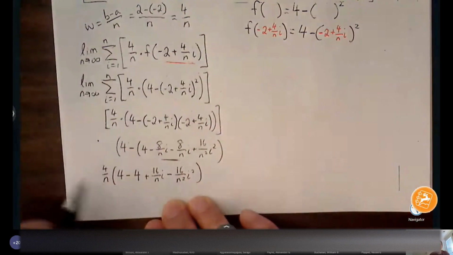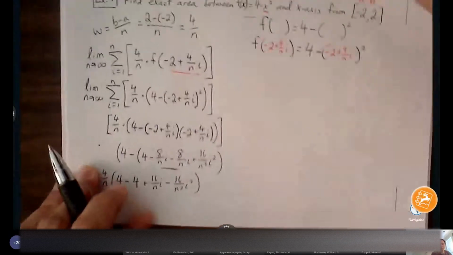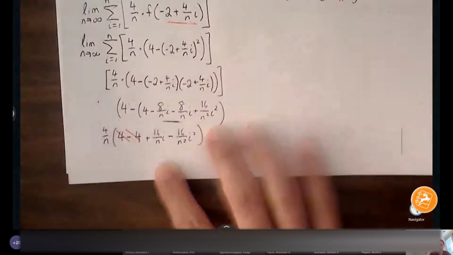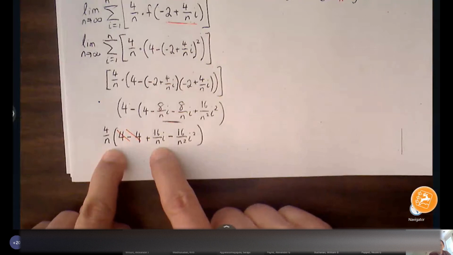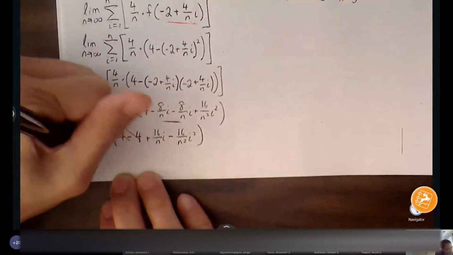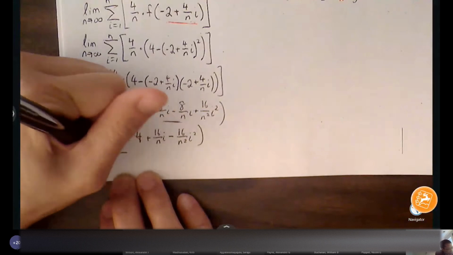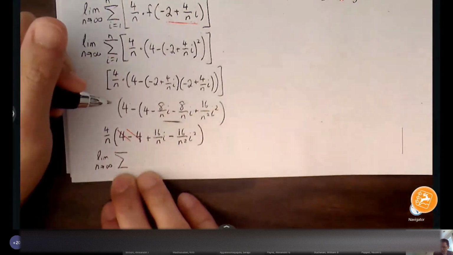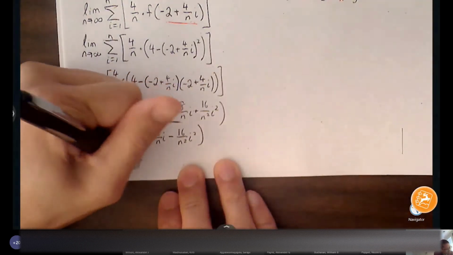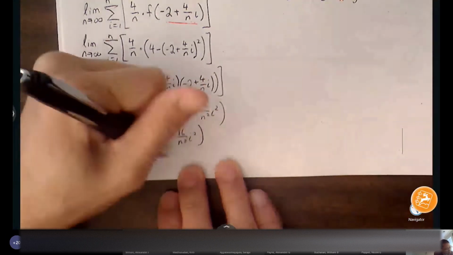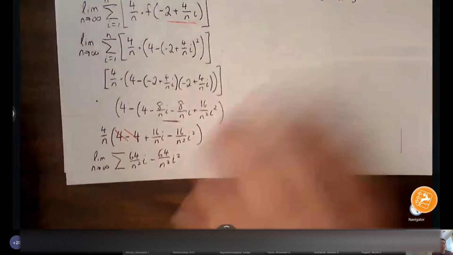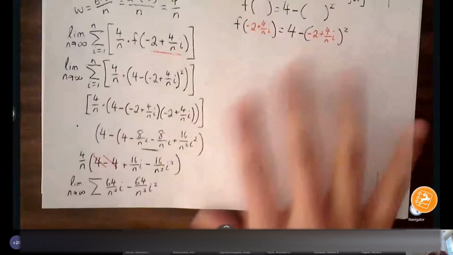Remember, there's still a width component outside this 4/n. We see some things that we can take out. The 4 minus 4 will go to 0. And my last set of bracket parentheses, I'm going to distribute the 4/n through. So 4 times 16, it's going to be 64. Any questions up to this point here?